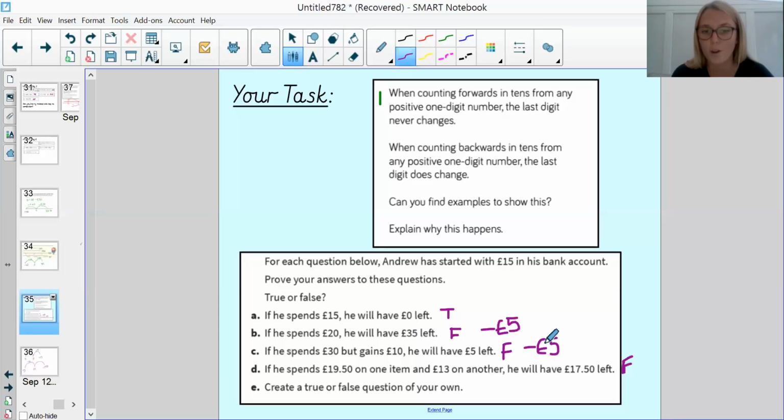Okay, and then the last part of the question was create a true or false question of your own. Okay, well done if you came up with some of these. See if you can test somebody in your household with these questions. Make sure you prepare your answers before you test them so you can give them feedback on their work.